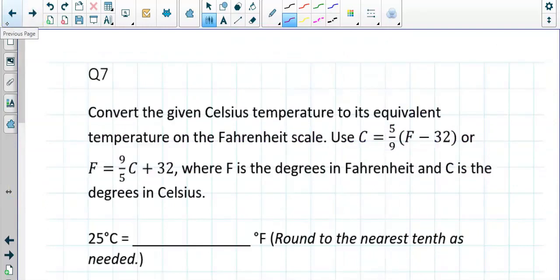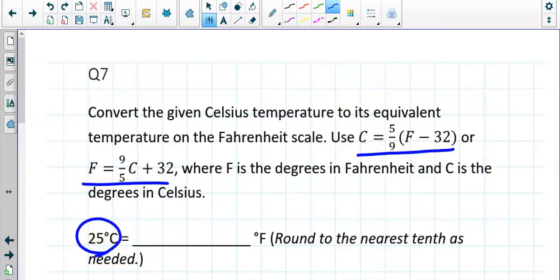Okay, question number 7. Looks like we're doing a little bit of temperature here. And they give us the 2 formulas. You just got to make sure that you choose the correct one. Which one is it? Well, what are we given down here? We are given the Celsius, and they want us to figure out what is the Fahrenheit.